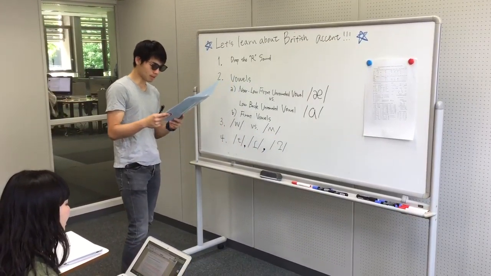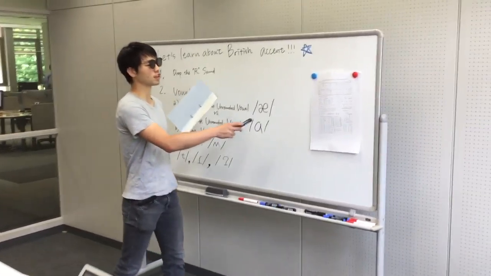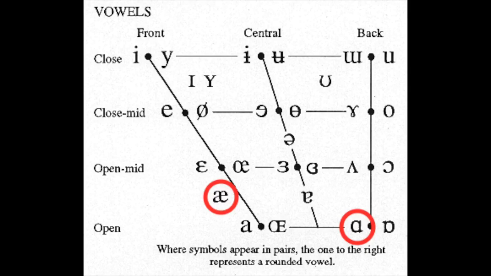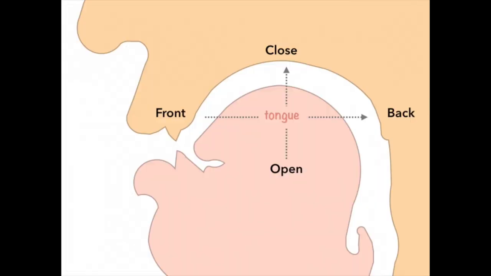So, as you can see from this chart, the positioning of the vowels on this chart indicates where the tongue is in the mouth. For the near low unrounded vowel a, the mouth is open and the tongue is relatively low. The mouth is open for the back low unrounded vowel as well, but the tongue position is more back. This diagram shows that the tongue can position anywhere in the mouth according to how front or back, or how low or high, the tongue is.